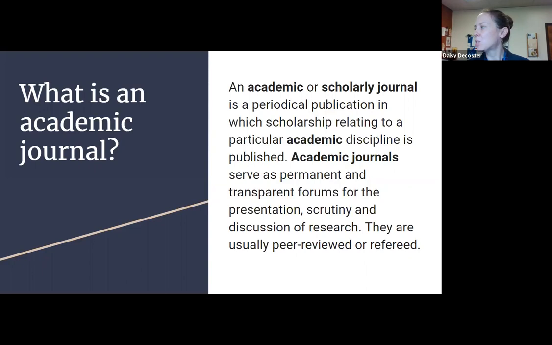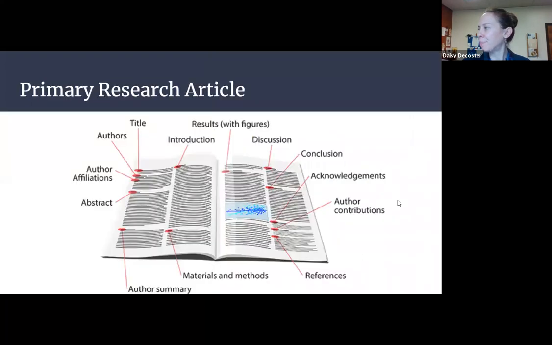Academic journals serve as permanent and transparent forums for the scrutiny, presentation, and discussion of research. Transparent means that we can read it, we can see it. We're not hiding the research, we're sharing it. And with these journals, you might hear your professor say peer-reviewed research. That means that the articles aren't published until they're looked over and evaluated by a group of peers of the author, so other biologists in the case of the articles you'll be looking at.